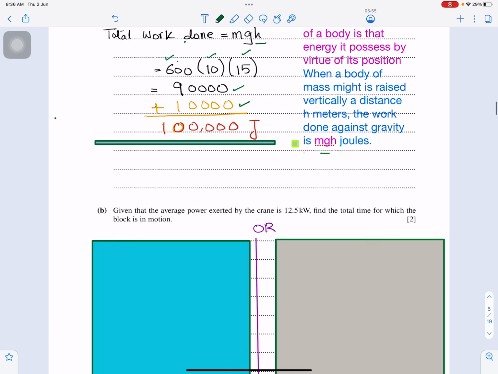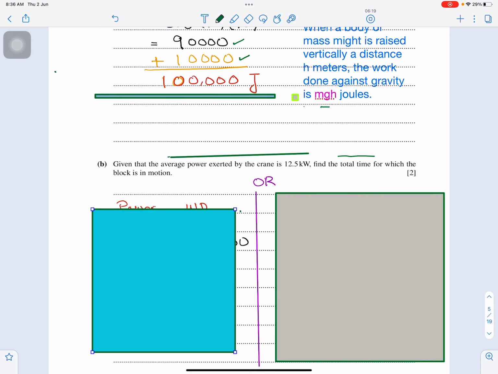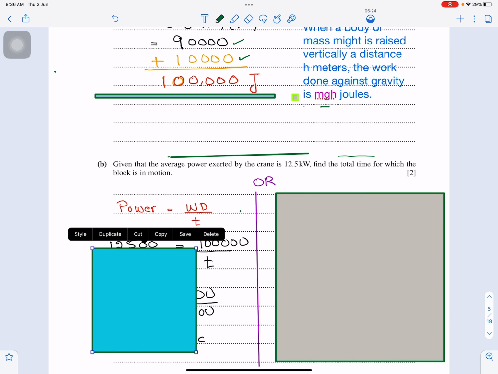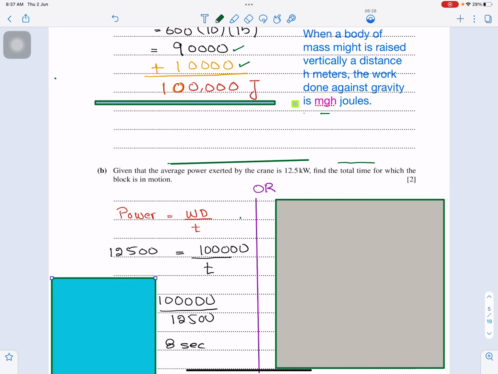Let's see the second part of the question. Given that the average power exerted by the crane is 12.5 kilowatts, which is equal to 12,500 watts, you have to find the total time for which the block is in motion. Now there are two ways to do it. The one which is easy here is that power is equal to work done divided by time, right?